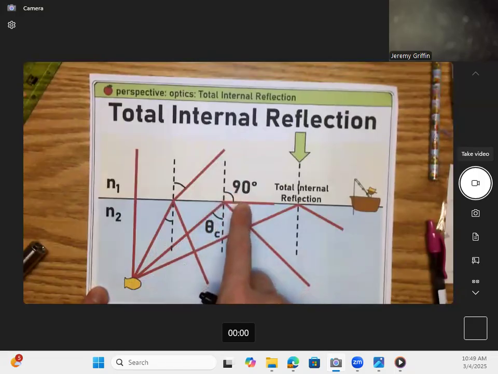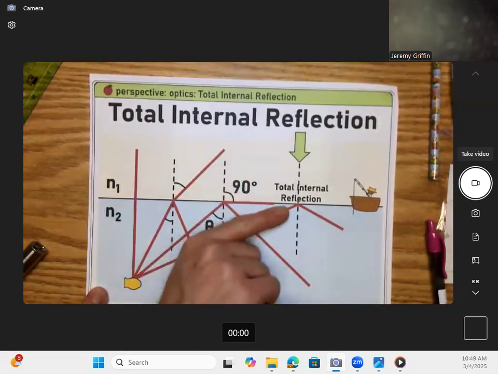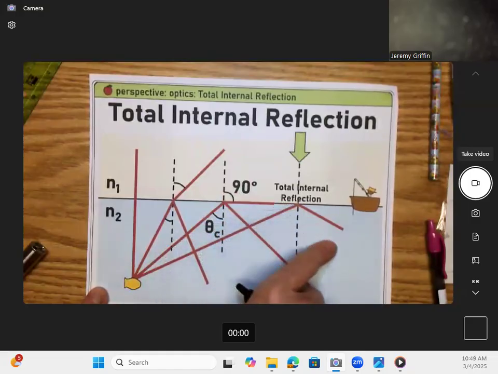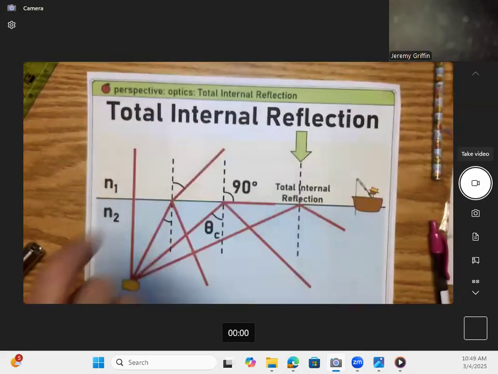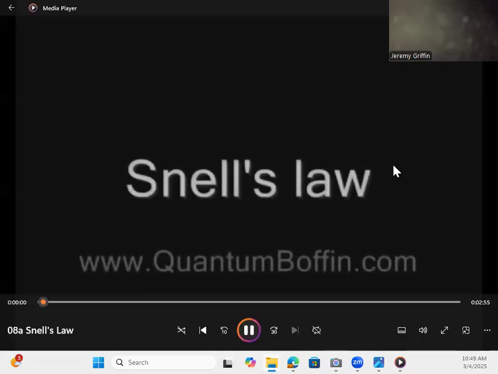You see that? Right. And anything beyond that, is there any more refraction? No. No, was the answer. It's all reflection, and that's called total internal reflection, where there's no more refraction. Okay. Let's show you guys that in motion. Okay. So I got a couple of videos here on Snell's law.